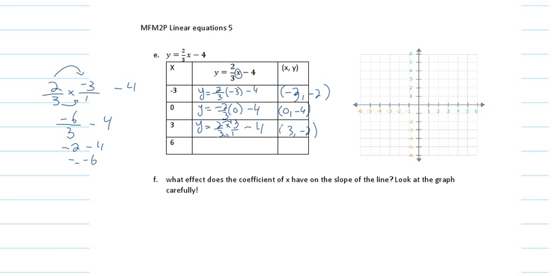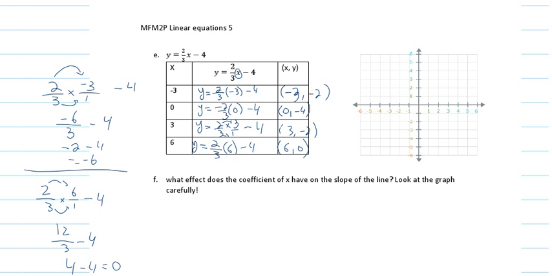I'm going to explain one more time with the last one. So I have 2 over 3 times 6 minus 4. So 2 over 3 times 6, that's 6 over 1. Any whole number is divided by 1. Take away 4. Multiply top by top, so that gives me 12 over 3 times 1, which is 3. What's 12 divided by 3? That's 4, minus 4 is 0. So my point is 6, 0. Now I found my points that belong to this equation.